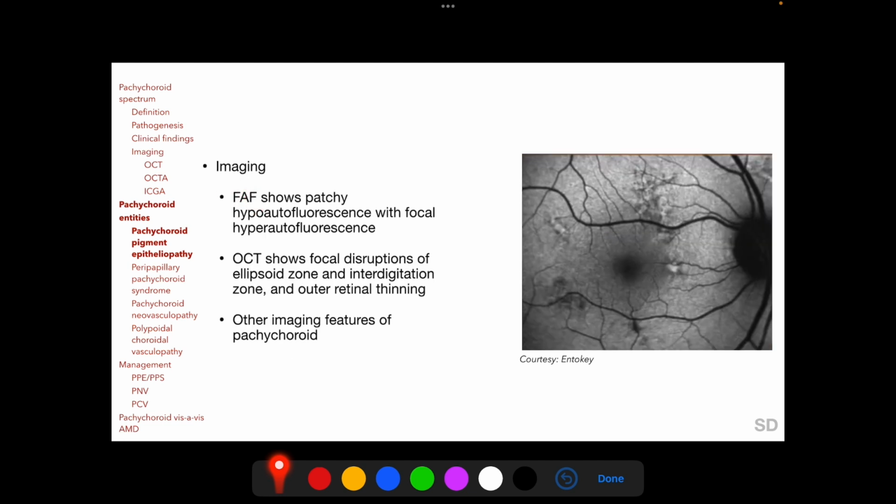Fundus autofluorescence in pachychoroid pigment epitheliopathy shows patchy hypoautofluorescence, as we see here in this photograph, with focal areas of hyperautofluorescence. And OCT in PPE shows focal disruption and thinning of the outer retina, as we have seen in a photograph earlier in this session. Other imaging features of pachychoroid will also be found in PPE.